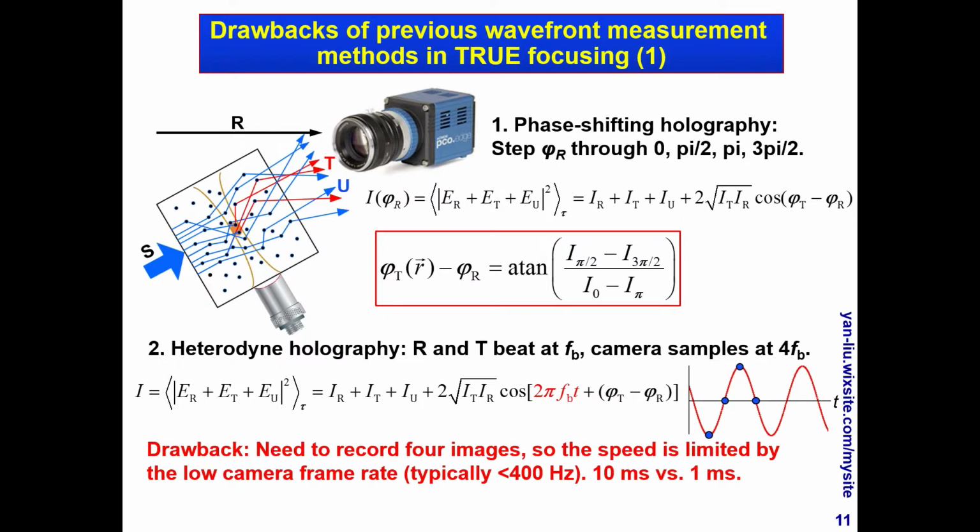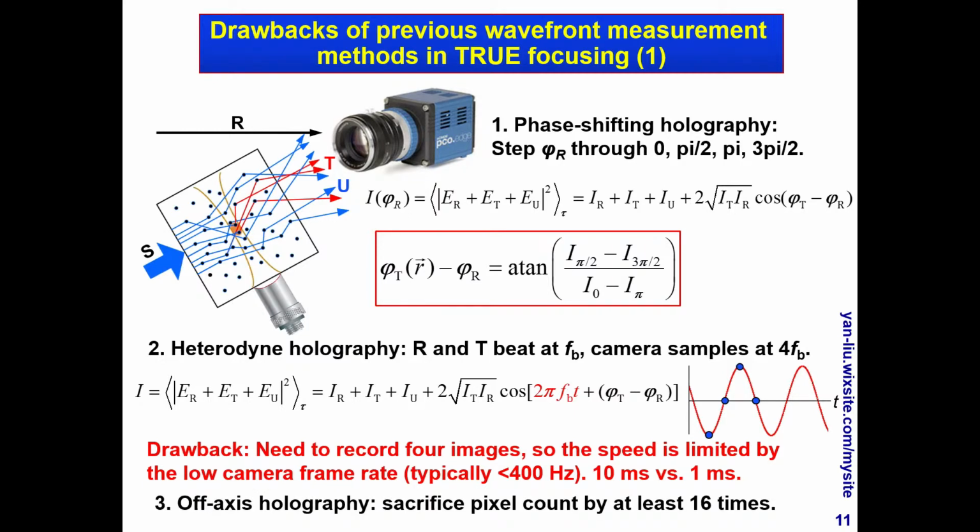The drawback of these two approaches is that we need to record 4 images, so the speed is limited by the low camera frame rate, which is typically less than 400 Hz. So it takes at least 10 milliseconds to just measure the wavefront, which is much longer than the 1 millisecond requirement for achieving true focusing in vivo. Off-axis holography can be faster. However, it sacrifices pixel count by at least 16 times, which degrades the focusing contrast.